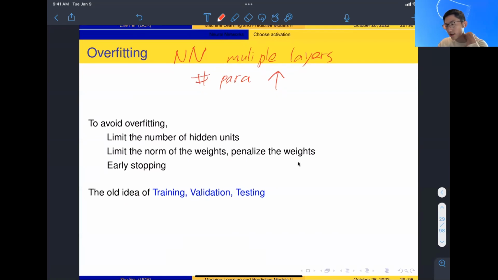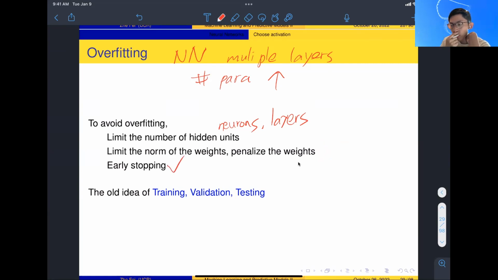Some straightforward ideas are essentially to control the complexity of the model by limiting the number of hidden units or hidden neurons. In other words, limit the number of neurons or number of layers, those parameters. Another thing is to limit the norm of the weights or penalize the weights. This is essentially the penalization idea, which we have introduced as well.